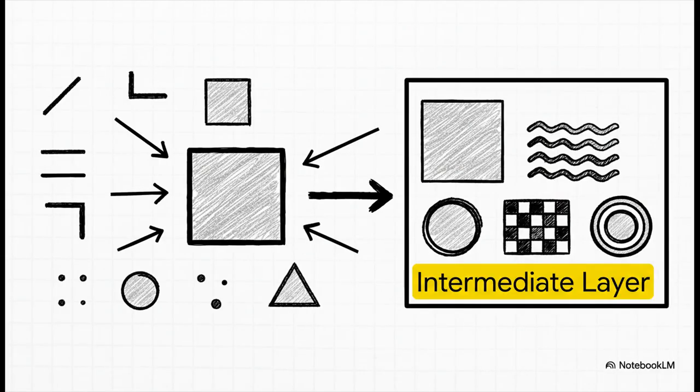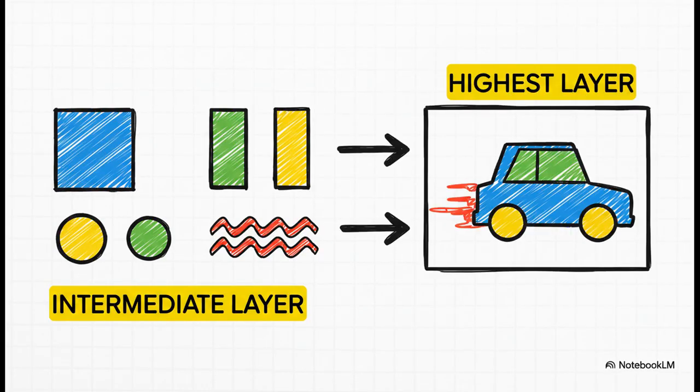Then, the next layer up takes all those simple edges and colors and starts putting them together. It's like building with Legos. It's not just seeing lines anymore, it's starting to see more complex things, like shapes. Eyes, noses, maybe a wheel, and different kinds of textures. And finally, the top layers take those combined shapes and textures and assemble the final puzzle. This is the aha moment.